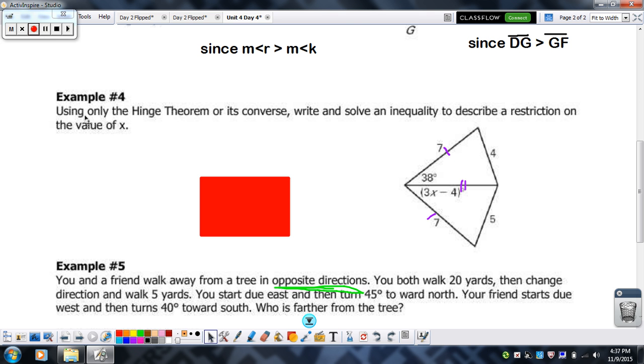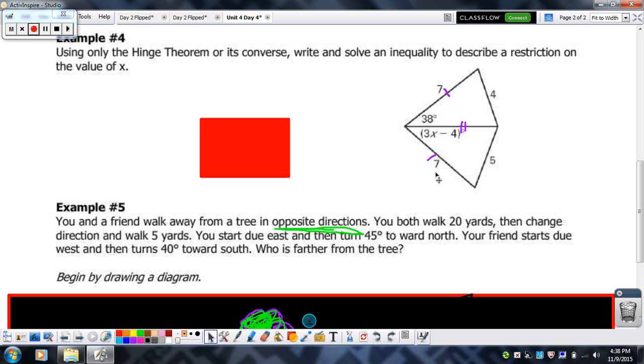Example number 4, using only the Hinge theorem or its converse, write and solve an inequality to describe a restriction on the value of x. So we notice 7 and 7, there's one pair of congruent sides, and here's a second pair of congruent sides, which the triangle on top and the triangle on bottom share. I notice that 5 is larger than 4, which means the angle across from 5 must be greater than the angle across from 4. So 3x minus 4 must be greater than 38.